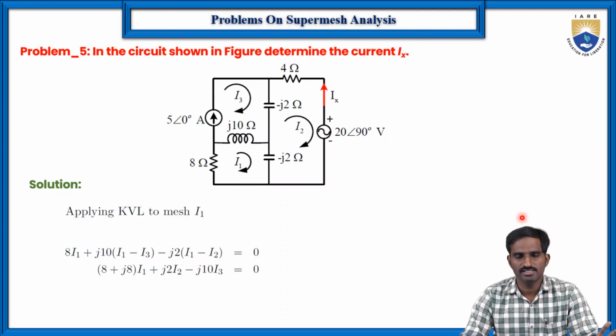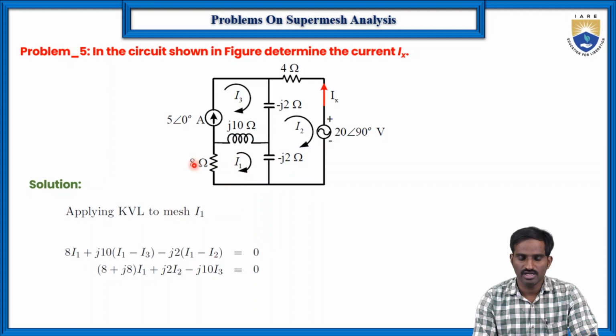So the procedure is the same. As you can see here, there are three loops, and let us consider the three loop currents I1, I2 and I3. Right. So first let us consider the mesh I1. Then write the loop equation for this I1.